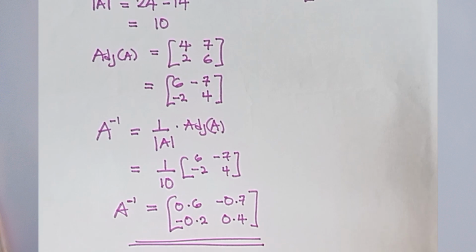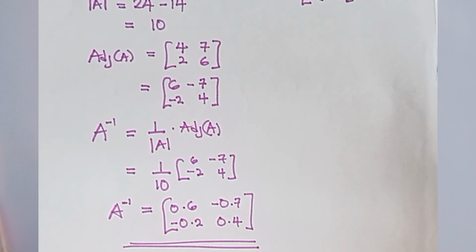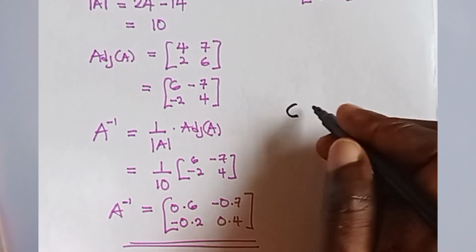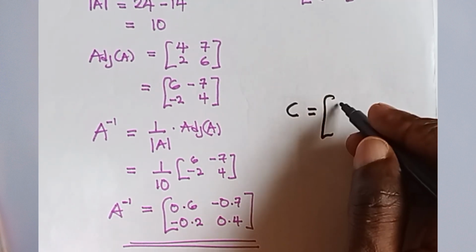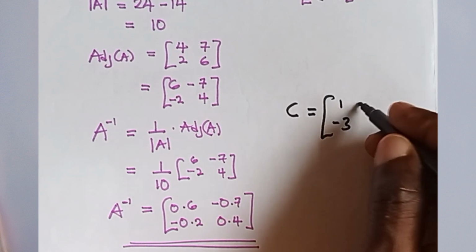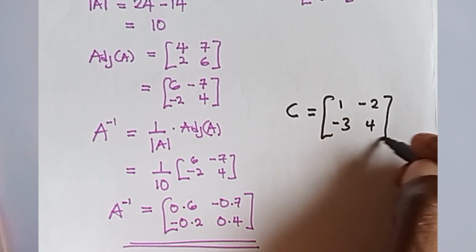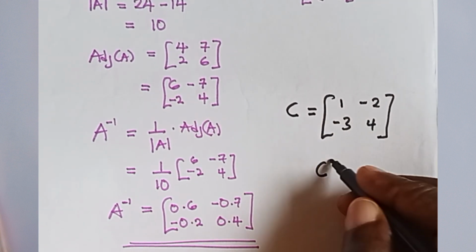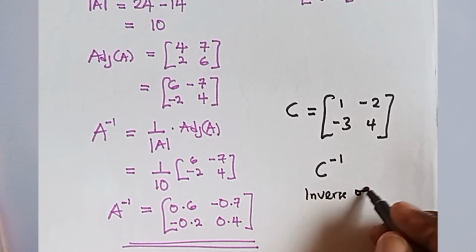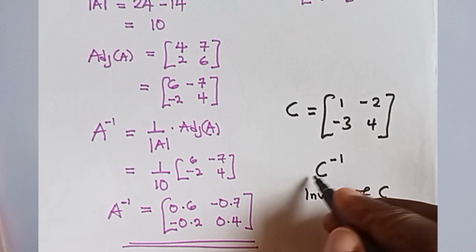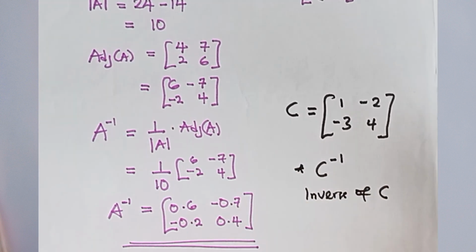I want to give us one to do. I want us to find the inverse of this matrix. I have C equals 1, minus 3, minus 2, 4. I want us to find the inverse of C.